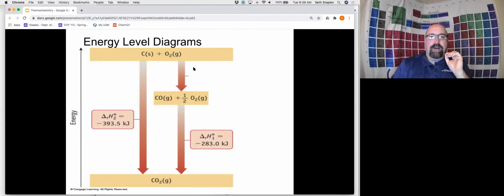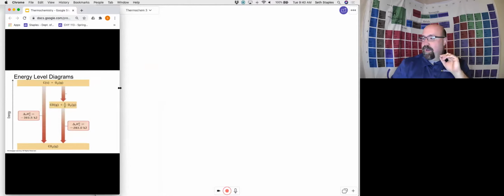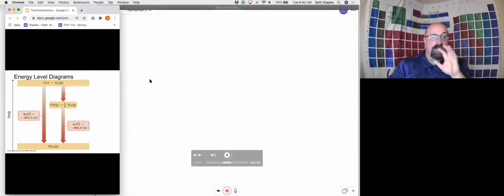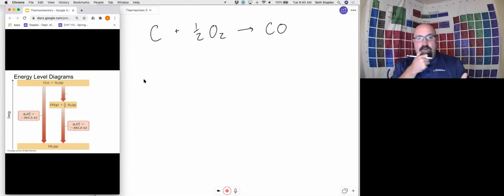Or sorry, let me back up. If we look at this reaction here, carbon plus oxygen gives us carbon monoxide plus half O2. That looks slightly different from the reaction that we were looking for, but it really isn't when you dissect this. Let's take a look at something real quick, because this is something that we have to use and think about with Hess's law. So remember, the reaction that we want energy information for is carbon plus half O2 to give us CO.